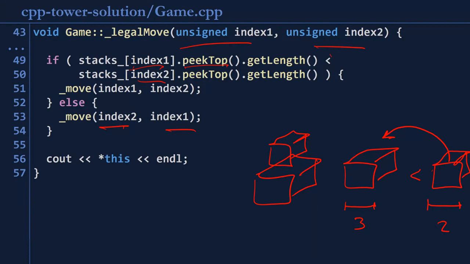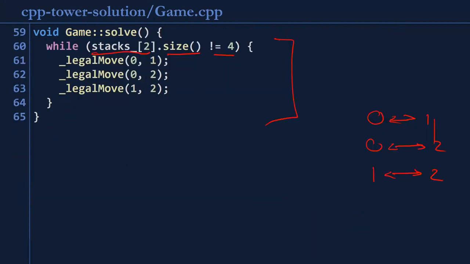So we're going to continually make these legal moves as much as we can, following the pattern 0, 1, 0, 2, 1, 2. And our program is going to decide which of those 2 moves are legal and continually run until we find we've reached a solution.